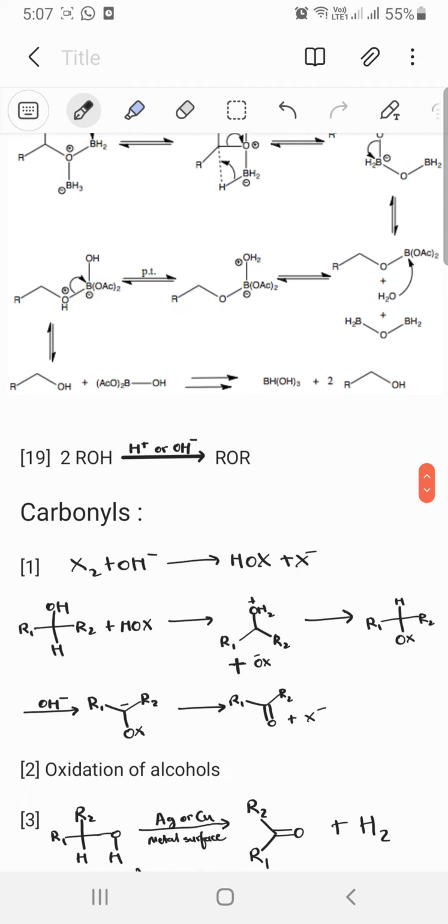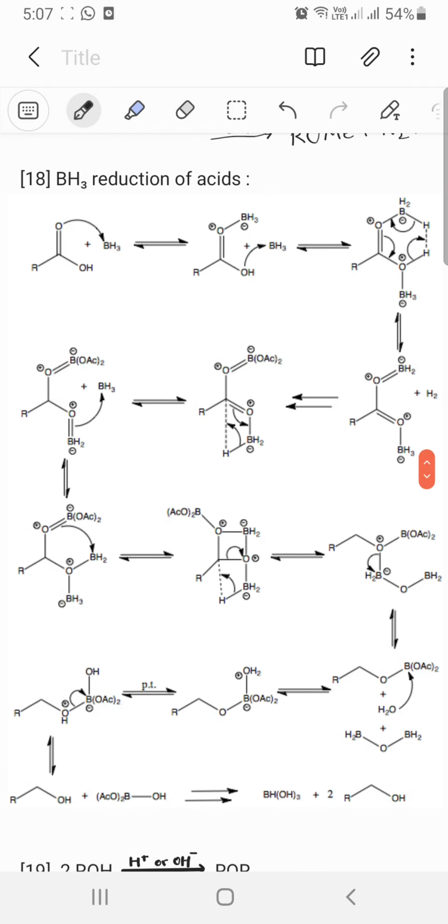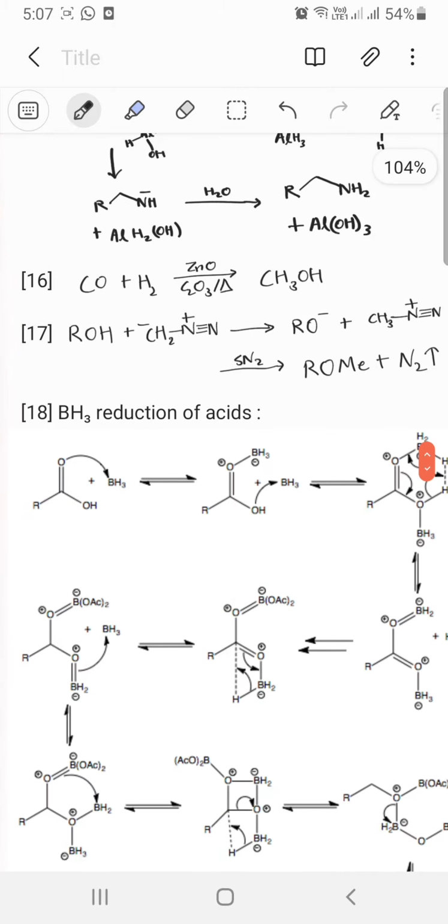BH3 reduction of acids. Yeah, this is one of the more important reactions. The mechanism is not important, but it gives the reasoning for why BH3 is able to reduce acids and not anything else. It does not very easily reduce other things, right? The whole reason it does that is because of these transition states. Look at this transition state over there.